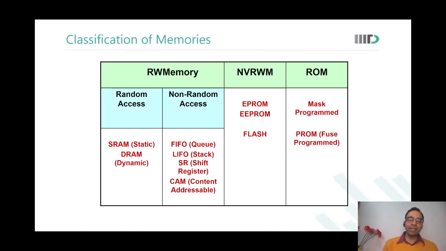So that is content addressable memories. Again, non-random access. I do not give any address to the memory. I just give a content, and the remaining information at that matched address is given out to the user.